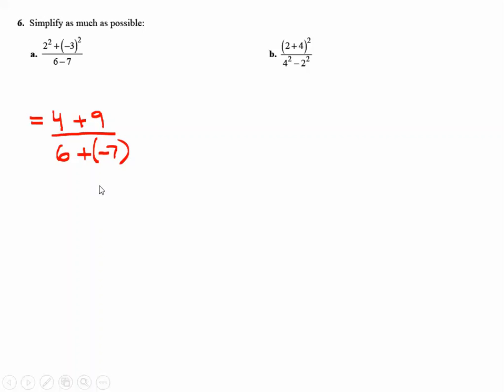that'll just be a negative 1 if you can. But 4 plus 9 is 13. And 6 plus a negative 7 is negative 1. So therefore, final answer is negative 13.